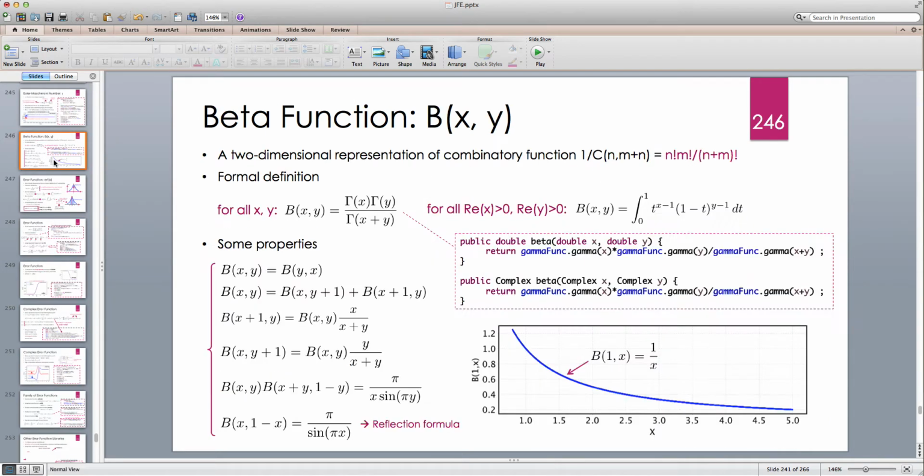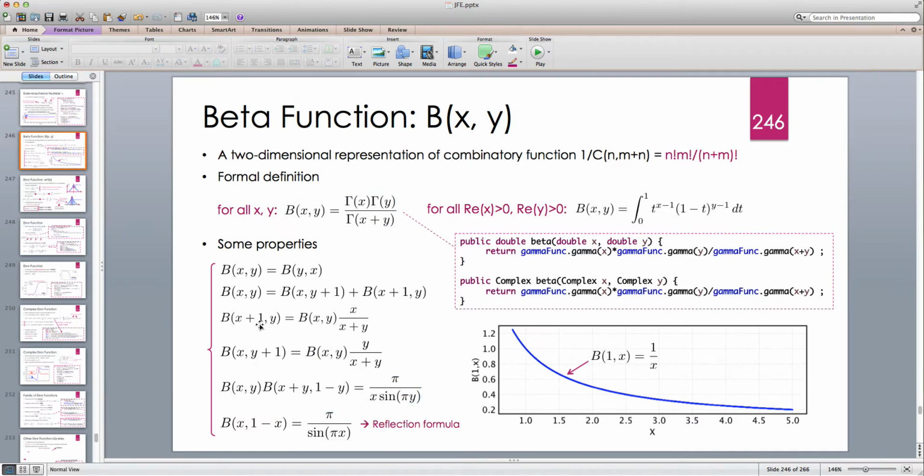And if we go back to beta, beta of x and 1 minus x is gamma x, gamma 1 minus x, which already gives us pi over sine of pi x, divided by gamma of x plus 1 minus x, which is gamma of 1, which by definition of the gamma function is 1. So we get this directly from Euler's formula. And you can also prove the other one.